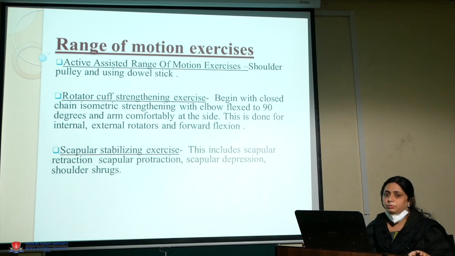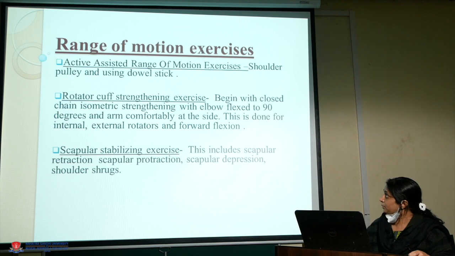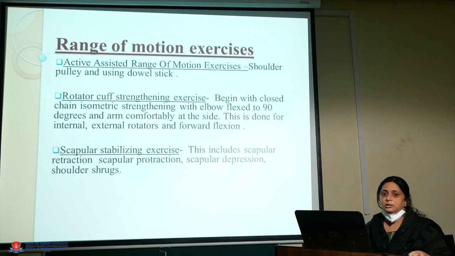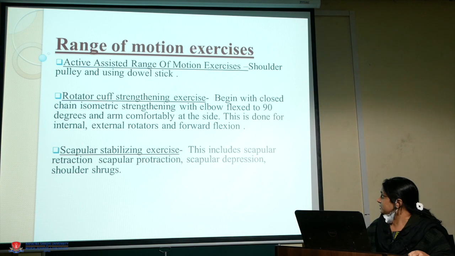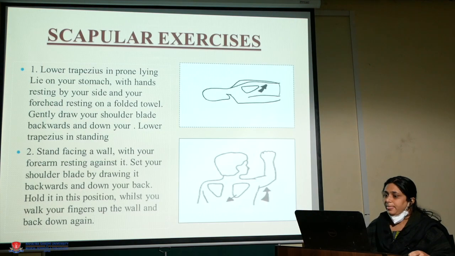It can be done with the pulley or a double stick. Rotator cuff strengthening exercises with the closed chain with elbow flexed to 90 degrees, arm comfortably by the side. It is done for the internal, external and forward flexions. Again here the scapular stabilizing exercises, which is again an important part of the shoulder exercises. Here is the picture showing how you can perform the scapular exercises.